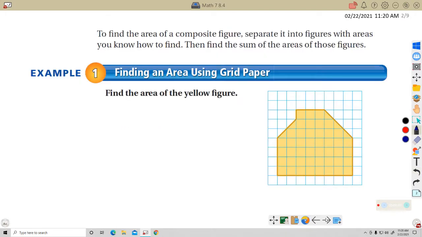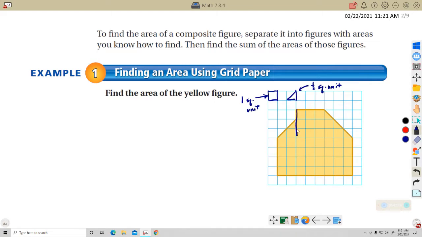To find the area of a composite figure, separate the figures into areas you know how to find, then find the sum of the areas of those figures. Now, it's important to know that for every little square, we're going to call this one square unit. And if we have something like that, that's half a square unit. This would be half a square unit, and this would be one square unit, right? Okay, so first, since we're using this grid paper, we need to find all of our whole square units here.